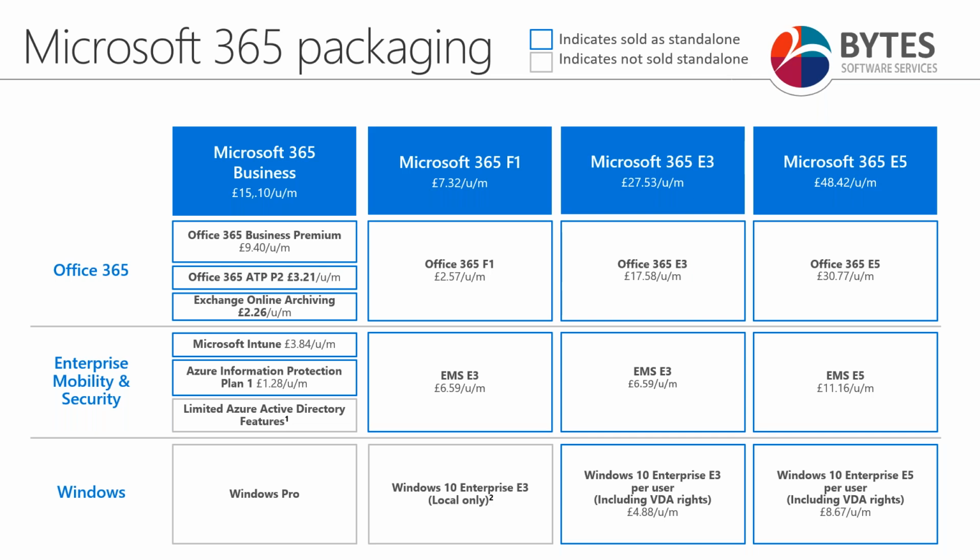And again, Microsoft 365 Business is for those companies with 300 users or less. If you've got over 300 users, you'll be looking at an F1, E3, or an E5. And again, you can mix and match this. I don't have to buy E3 for my entire organization. I can have some E3s and some F1s.